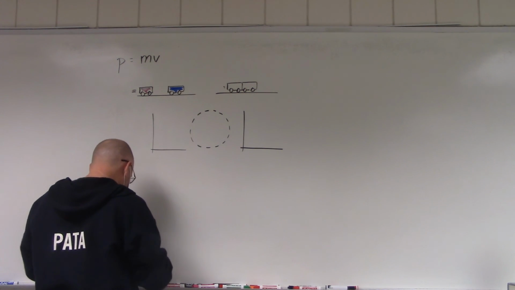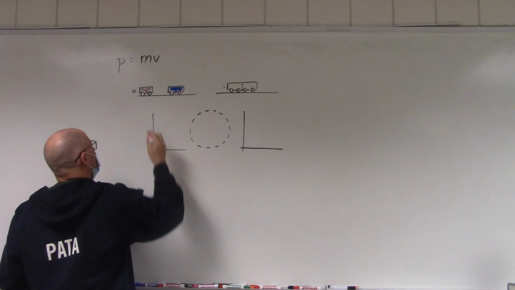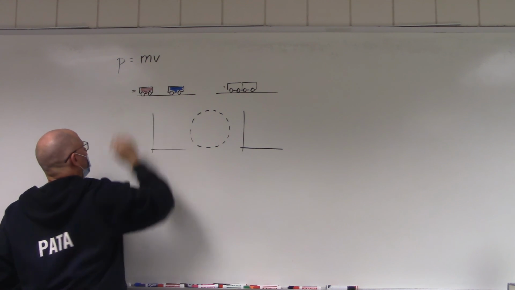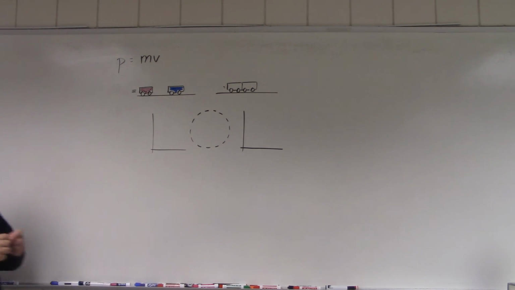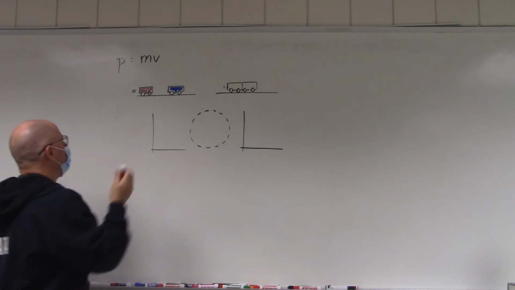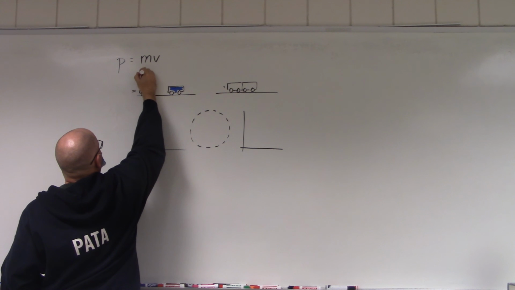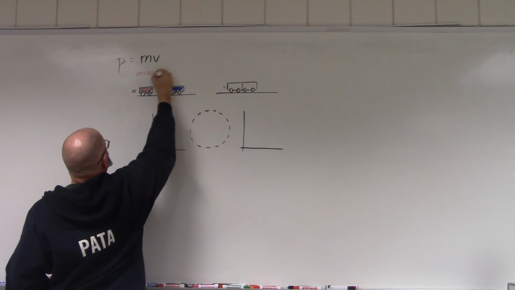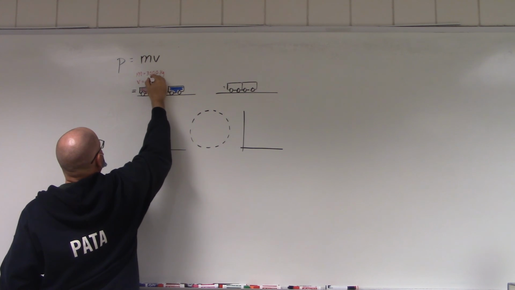Okay, so we have a red car and a blue car. The red one is empty. And so let's put up the values of the things we know. For example, it says the mass of this one was 3,000 kilograms, and its speed was 10 meters per second.